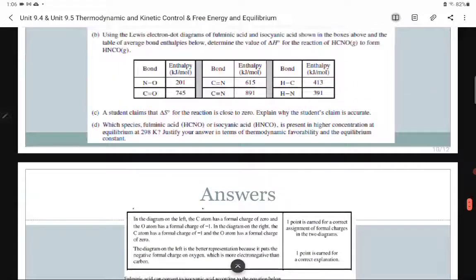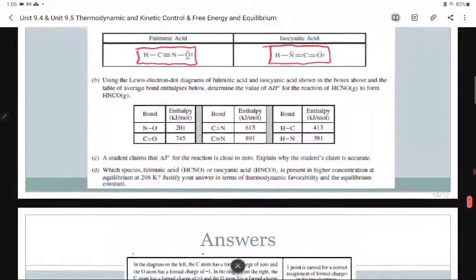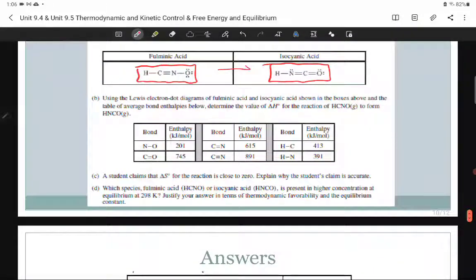And then our last part, part D, which species is present in higher concentration at equilibrium? Justify your answer in terms of thermodynamic favorability and the equilibrium constant. So we have some things we can talk about here. Let's go delta G equals delta H minus T delta S. So if we know that it's thermodynamically favorable, that's going to mean we have more of this. If it's not thermodynamically favorable, we have more of this.